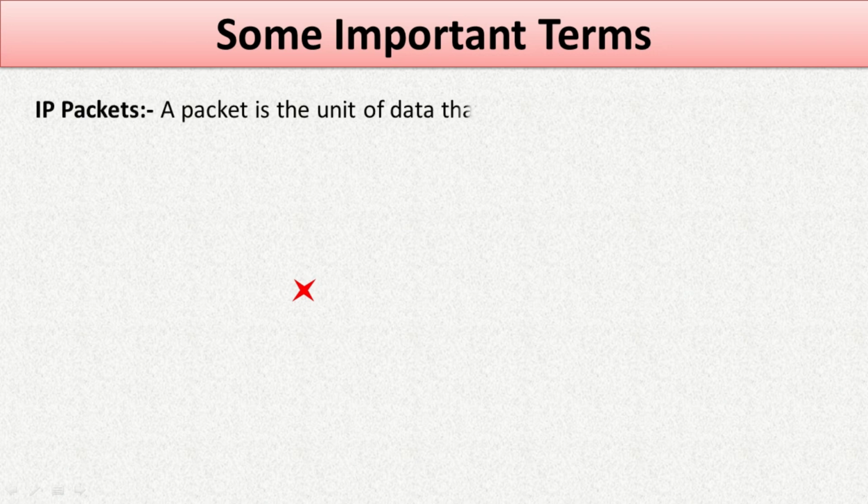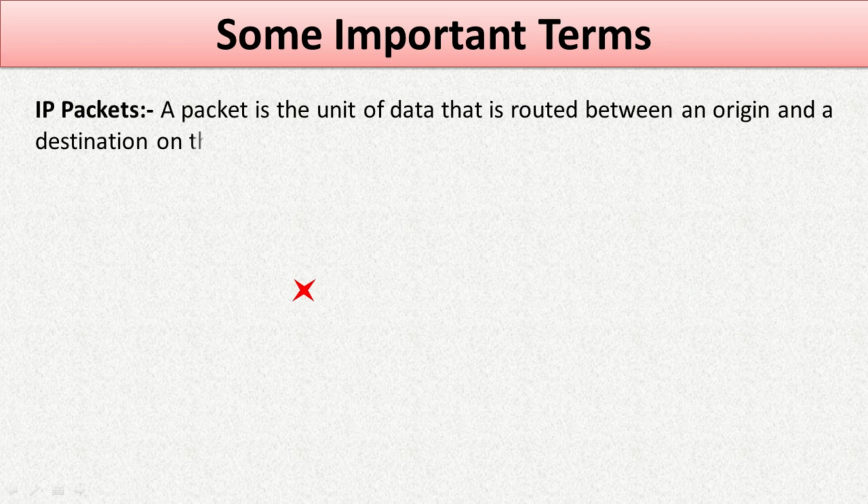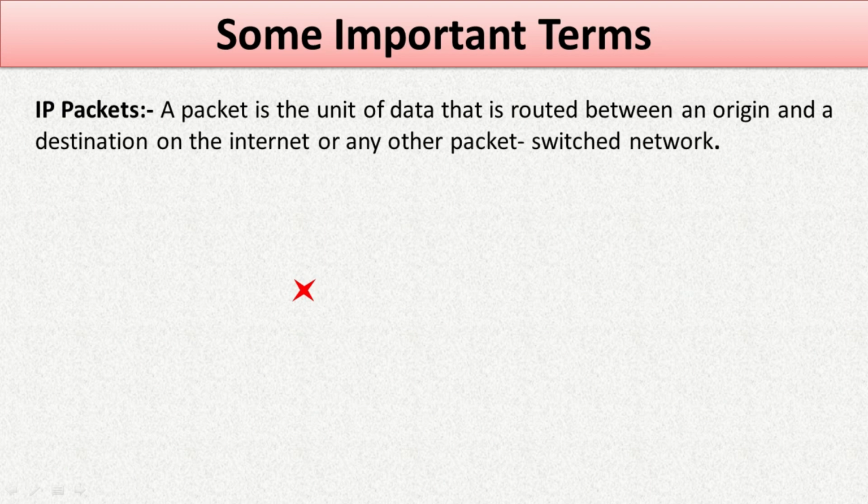Before I start explaining different types of topologies, you should know some important terms which we are going to use in our explanation. IP packets. A packet is the unit of data that is routed between an origin and a destination on the internet or any other packet switch network. You will understand this in a simple way.